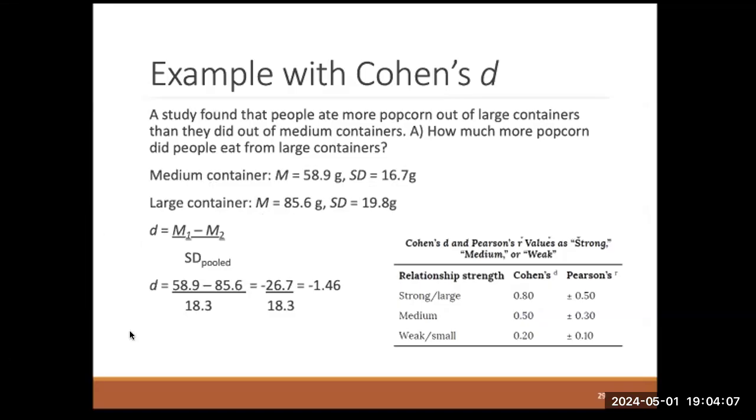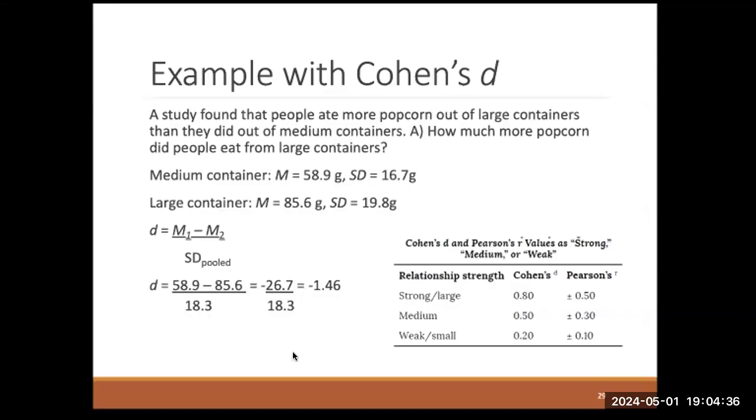So we took the medium container mean, subtracted the large container mean of how much people ate, and you divided it by the pooled standard deviation, which is a calculated combination of the first and second value. I would give you the pooled standard deviation. So the pooled standard deviation is 18.3. So you take negative 26.7 divided by 18.3, and it is negative 1.46.